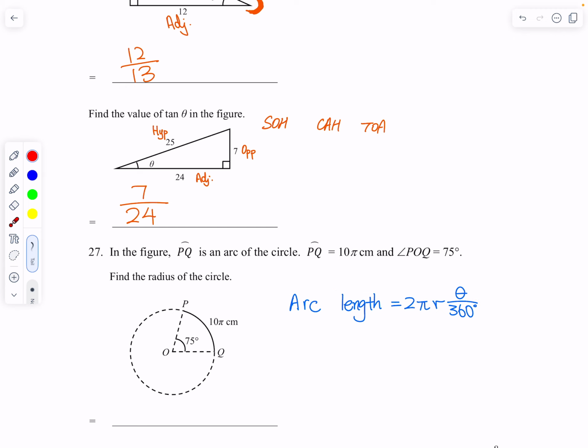अब question ने क्या क्या दिया है? What is given in question? We know the arc length. Arc is this arc. Arc length is 10 pi, so आप भी 10 pi लिखें. 2 pi radius. What is radius? Do we know the radius? No, we need to find the radius. Radius नहीं पता, अभी r ही लिखेंगे. How about the theta? Yes, we do. We know the theta, so replace the theta by 75.